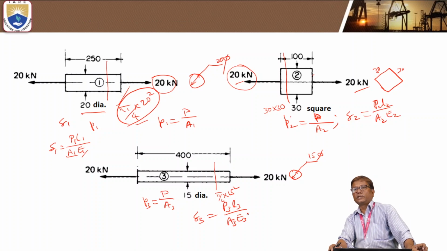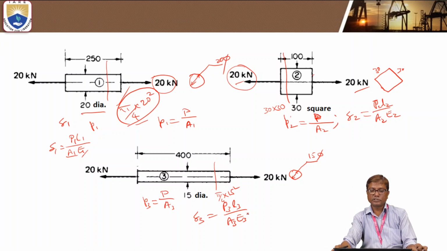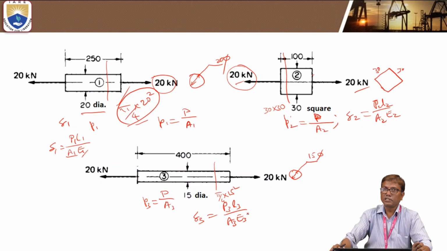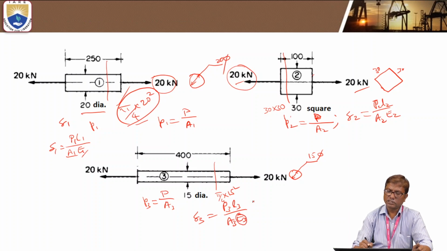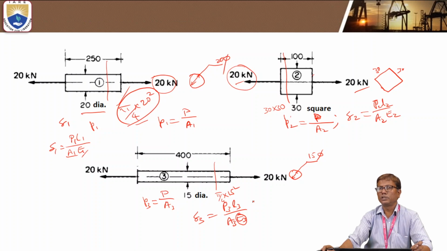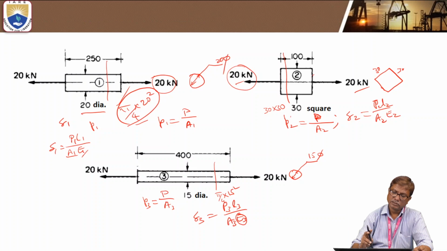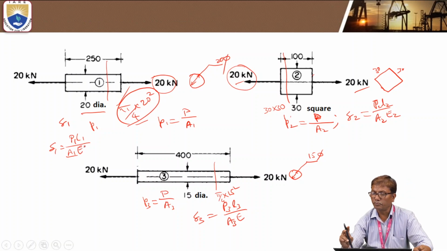The E is a material property. So, the material being the same, E will be the same for all the three portions. If different materials are connected, then you may need to take the corresponding Young's modulus values. Here the material is the same, so E is the same for all the three portions. And the load is also the same. So P1, P2, P3 all are equal.